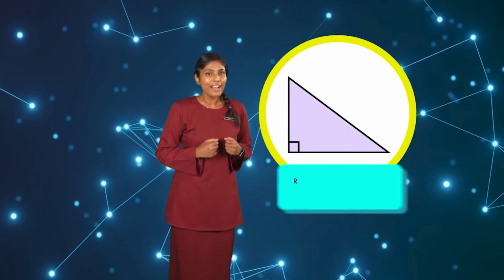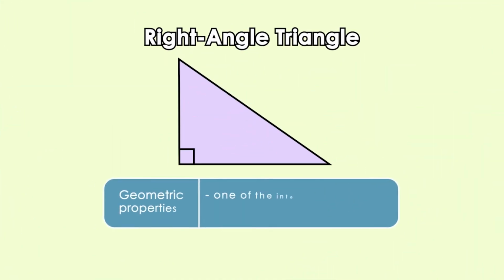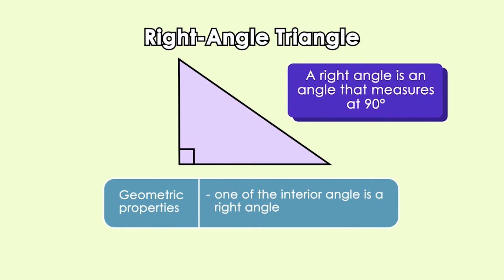Finally, we have the right-angled triangle. This is a rather special triangle because one of the interior angles is a right angle. You may ask, what is a right angle, teacher? Simple! A right angle is an angle that measures 90 degrees.